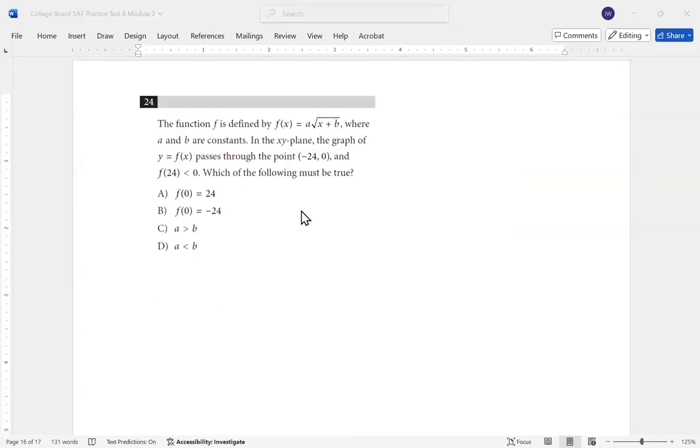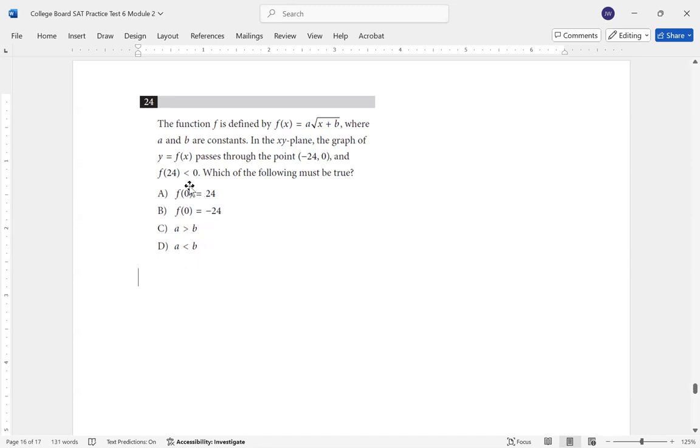Question 24. The function f is defined by f of x is equal to a times the square root of x plus b, where a and b are constants. In the xy plane, the graph of y equals f of x passes through the point negative 24, comma 0, and f of 24 is less than 0. Which of the following must be true?